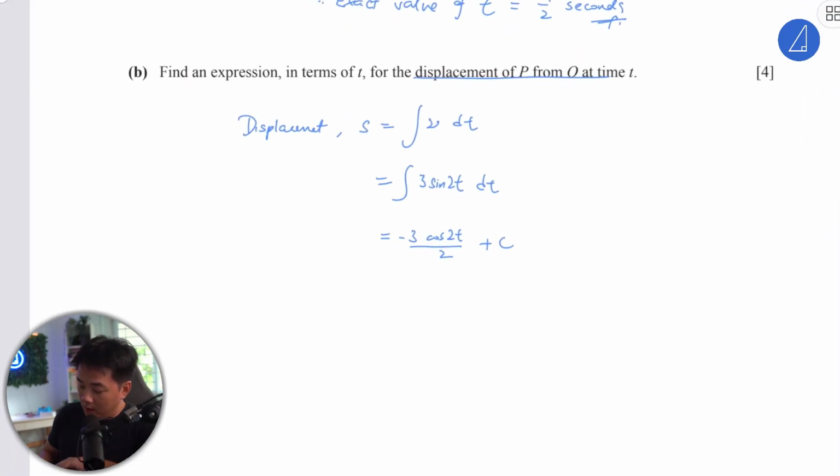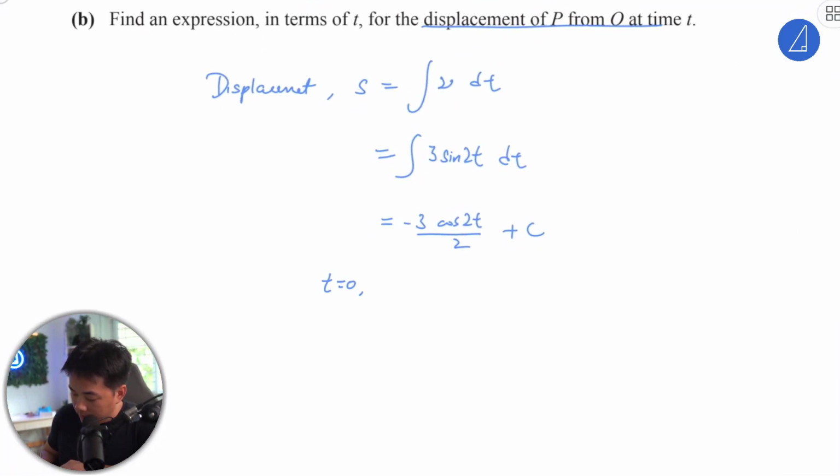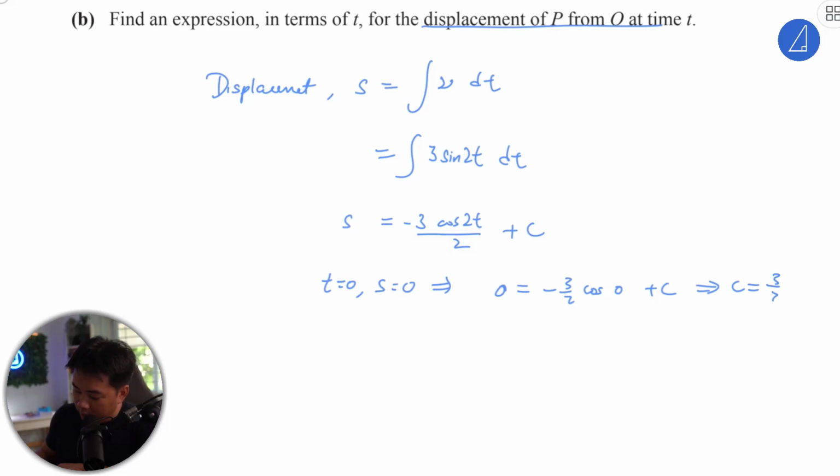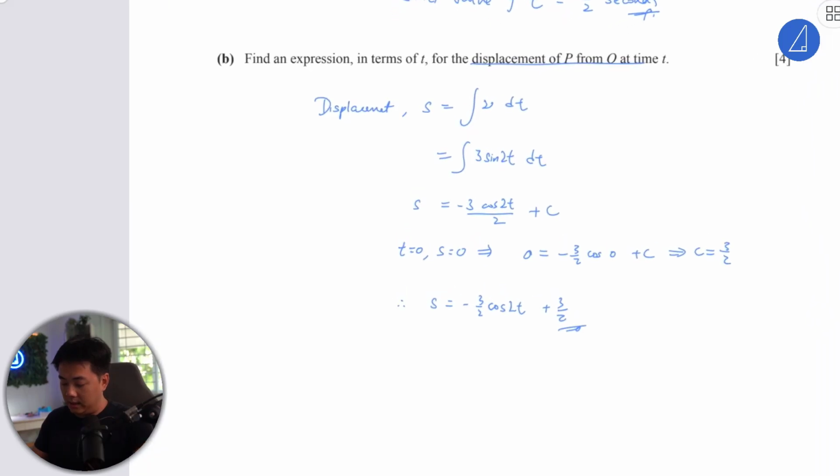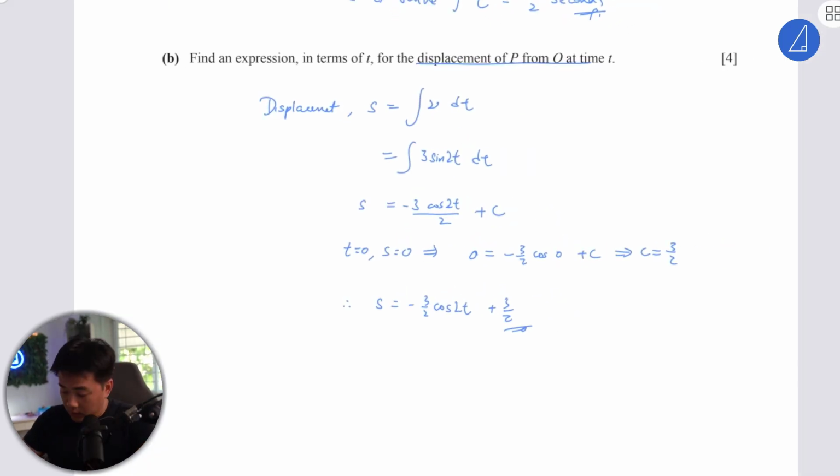In this case, we know that when t is 0, s is 0. So we can just replace: 0 equals minus 3 over 2 cosine 0, and cosine 0 is 1. So c will just be 3 over 2. Hence the displacement will be minus 3 over 2 cosine 2t plus 3 over 2. You just replace the c back into the equation there, so you get this expression for displacement: negative 3 over 2 cosine 2t plus 3 over 2.